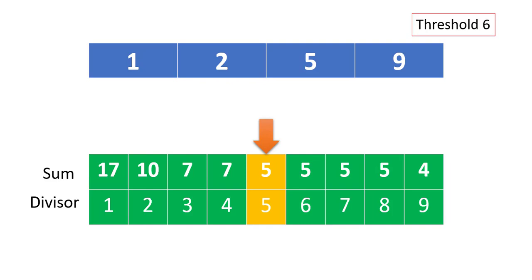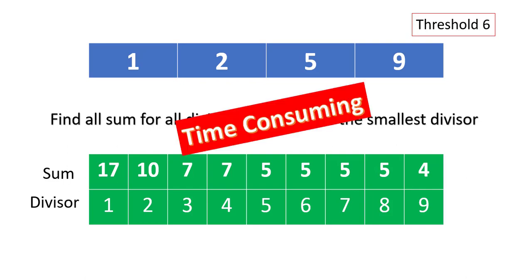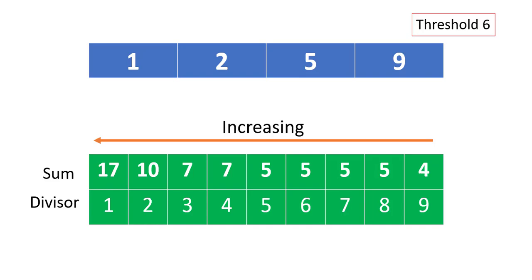Now going with the first hint, what we can do is find the sum for all the divisors and then find the smallest divisor. That will be a time consuming job, and for a larger input will surely give us a time limit exceeded error. So if you see closely, the sums are in increasing fashion from the backward, or we can say it is in decreasing fashion also. If the array is in increasing or decreasing order and we need to find a value, the best approach will be to use binary search, and that's where binary search comes into the picture, and we solve this question using binary search, which decreases the time complexity.